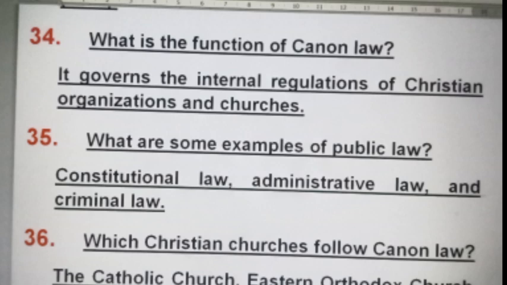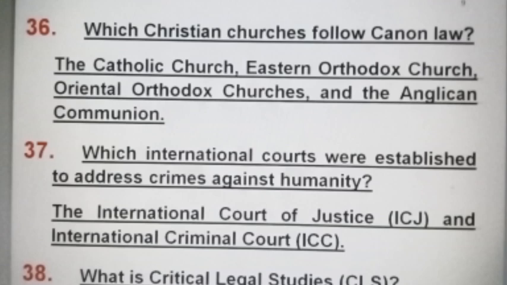What are some examples of public law? Constitutional law, administrative law, and criminal law. Which Christian churches follow canon law? The Catholic Church, Eastern Orthodox Church, Oriental Orthodox Churches, and the Anglican Communion. Which international courts were established to address crimes against humanity? The International Court of Justice, that is ICJ, and the International Criminal Court, ICC.